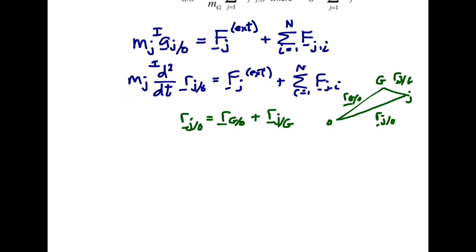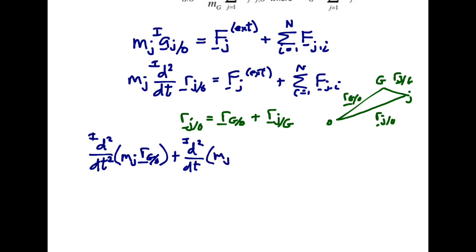And then if we insert our result into our second time derivative, then we end up with a d squared dt squared as observed in the inertial reference frame, and we'll move our mass in. So mj r of g with respect to o plus the second time derivative observed in the inertial reference frame of mj r j with respect to g, and then the right hand side is all the same.